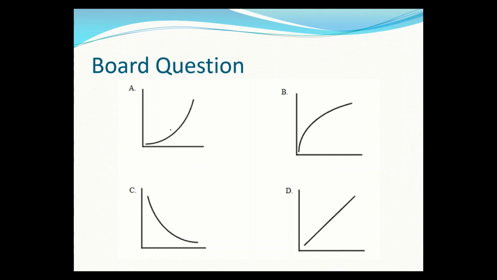Okay, so let's try another one. What if I gave you EP equals 1/2 k x squared. We did EP here, and we did x squared here for all of them. So pause the video. What do you think that would look like? Would it look like A, B, C, or D?